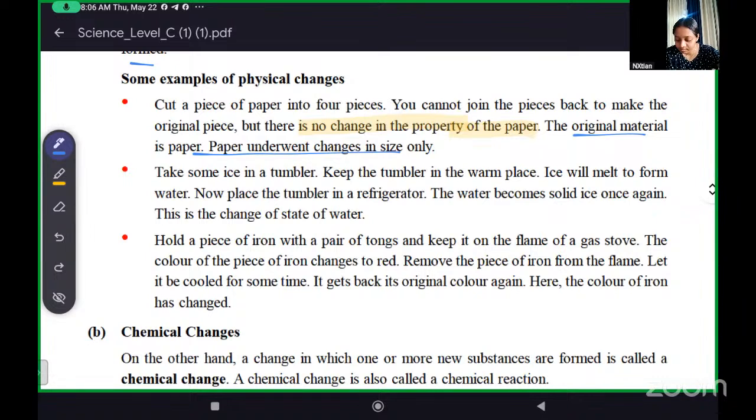Then take some ice in a tumbler. Keep the tumbler in a warm place. Ice will melt to form water. Now place the tumbler in a refrigerator. The water becomes solid ice once again. This is the change of state of water. Again, a physical change. Okay.